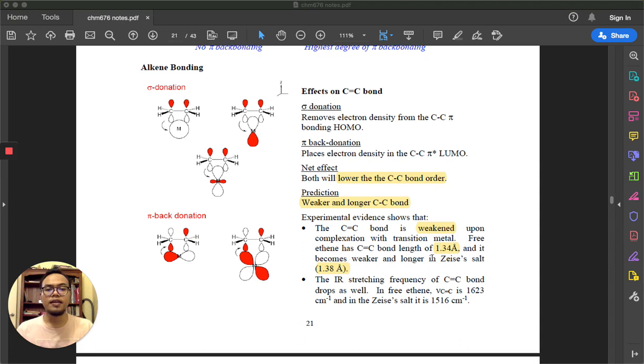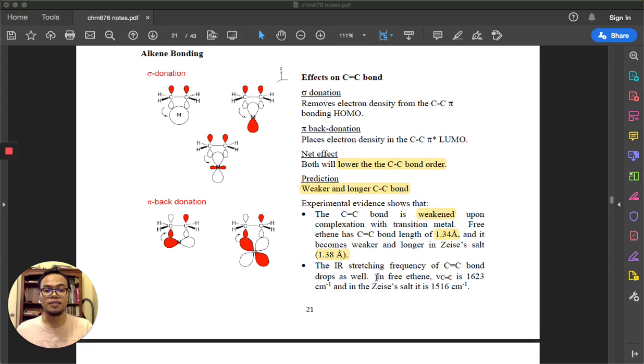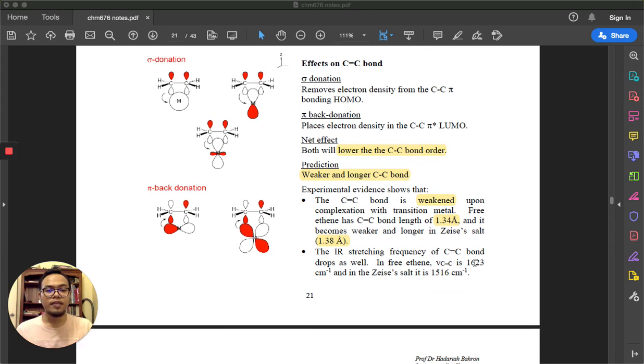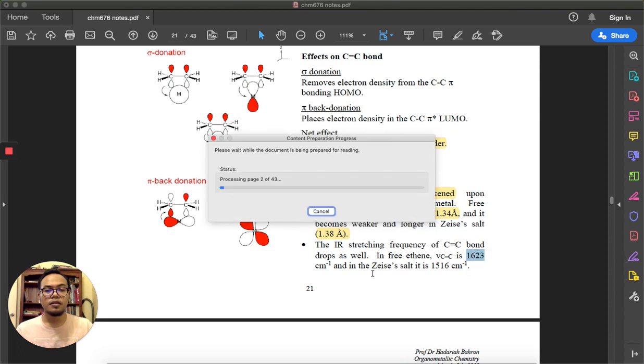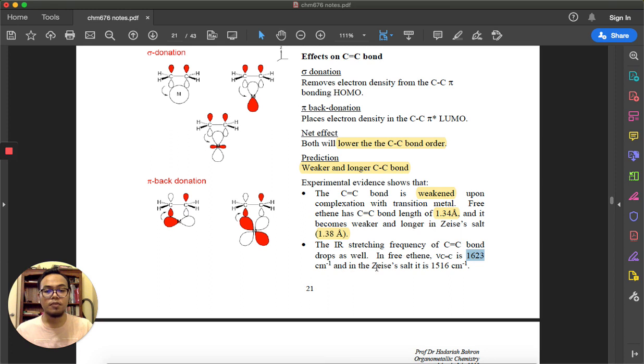How do we know? Because the free ethene has a bond length of around 1.34 angstrom. But when it is complexed with a metal, the bond length now becomes 1.38, slightly longer. So this means that the bond is now weaker, and of course this will be translated in the stretching frequencies on the IR spectra. You can see that the free ethene will be around 1,623, but for the complex in the zinc salt it is 1,516, drastically reduced.